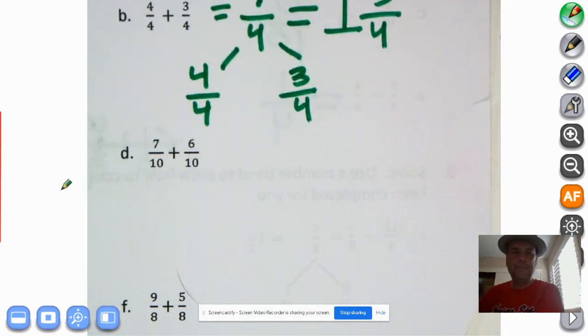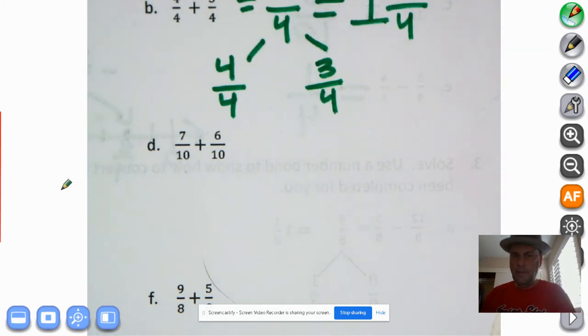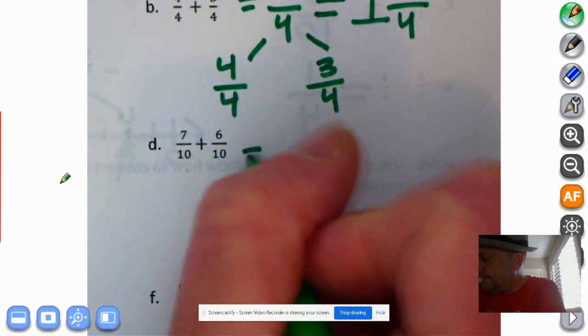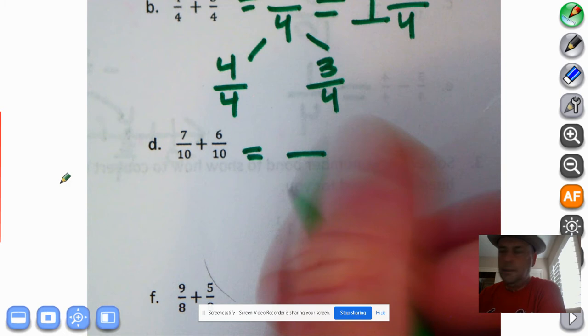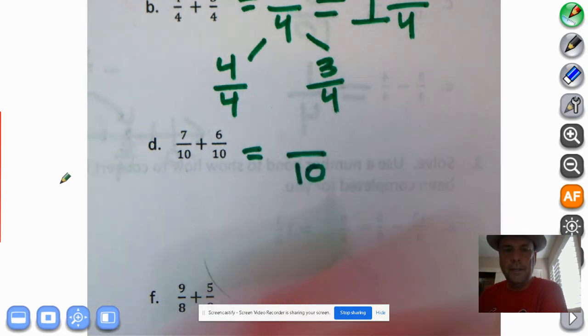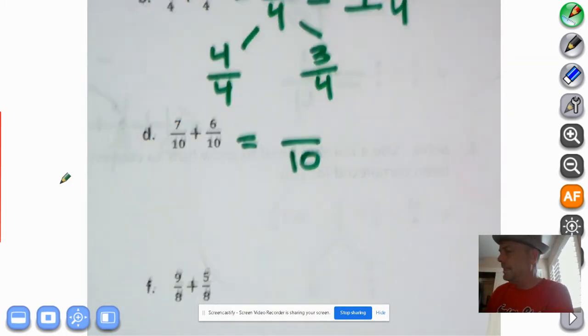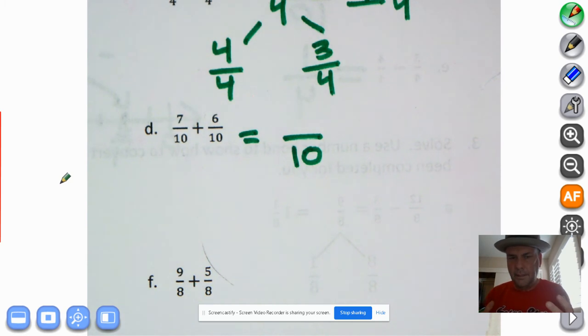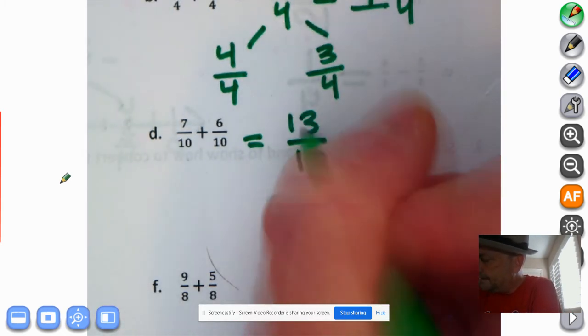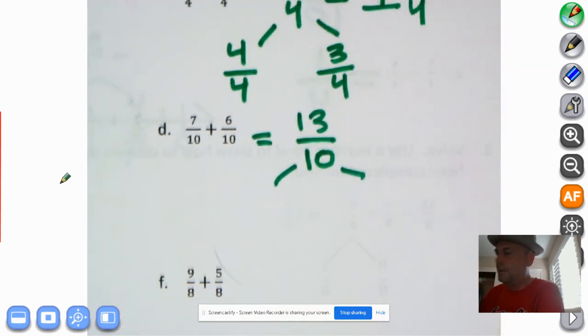Scooch on over here. We're looking at D. All right, what's it going to equal here? Get a little room to rock here. So the 10 remains the same, right? The denominator does not change. And 7 plus 6. Always have trouble with 7 plus 6. What is it? Well, think about it. 7, 8, 9, 10. And I have another 3 to go. 11, 12, 13. 13 tenths. I don't know why that always gave me trouble as a young person.